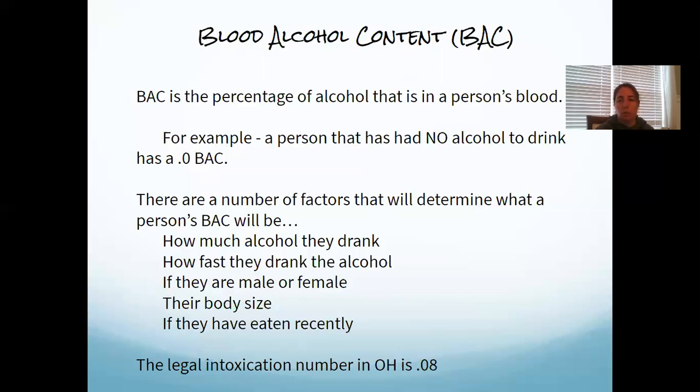So if you were driving, you guys wouldn't be driving because you're not old enough to, and you had a breathalyzer test and it was a 0.08. That's when you're arrested for OVI or DUI, whatever you want to call it.